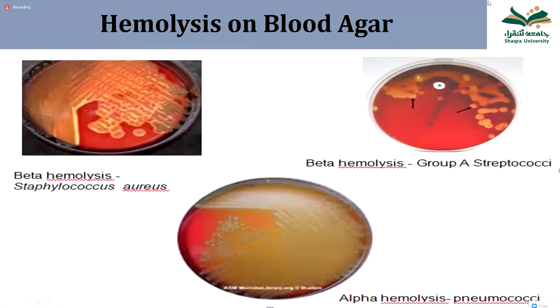Like these are the colonies. Can you see the colonies? This is the blood agar, and around the colony, there is a clear area. This clear area means the RBCs are destroyed in this area, so that is why the red color disappears. All the hemoglobin is used up by the bacteria, so it is a clear area. This is known as hemolysis. Hemolysis is of many types.